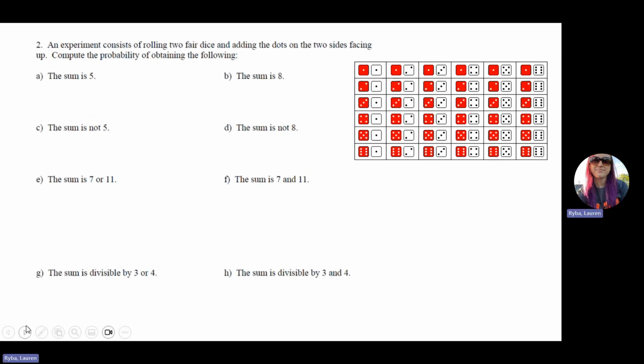We are going to work with 2 dice here. It says an experiment consists of rolling 2 fair dice and adding the dots on the 2 sides facing up. Compute the probability of the following. So we're rolling 2 dice and our goal is to find probabilities of different sums. Anytime I ask you a question like this, feel free to go back to this table.